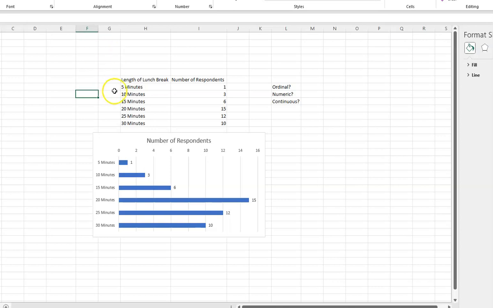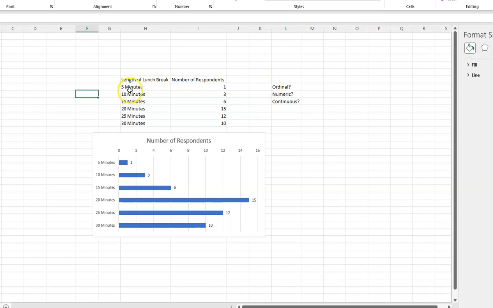You can see that I've got categories here of 5, 10, 15, 20, 25, and 30 minutes. And you can see what the responses were to that survey and a visual representation down there. We're going to ask a few questions about these categories. The first question we're going to ask is, is it ordinal? Ordinal categories are ones that you could put in a logical order.